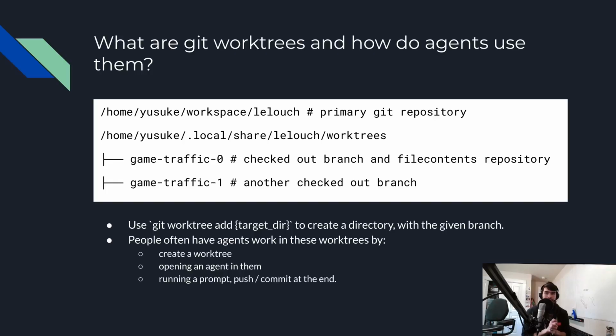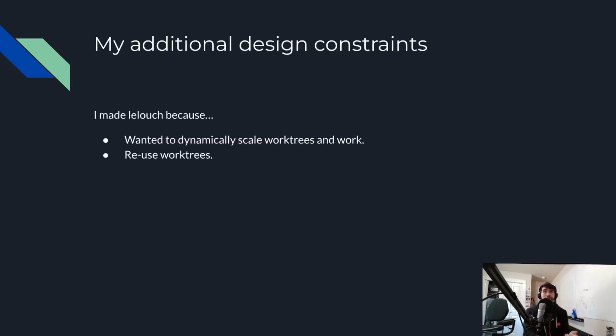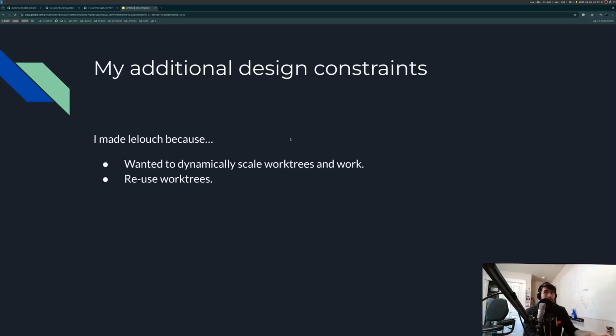A lot of people do this manually, where they create the work tree, open an agent in it, run a prompt, and push and commit at the end. I had a couple extra use cases on top of that. One thing is I don't really want to do this by hand. I want to dynamically scale the number of work trees I need based on the work that I have, or at least create them that way. Also, I wanted to look at reusing the work trees a little bit more. You can definitely reuse the work trees with the manual workflow as well, but it gets a little tricky with things like doing the git reset at the end, and then you have to queue the next agent. So I wanted something that's going to work seamlessly with my workflow.